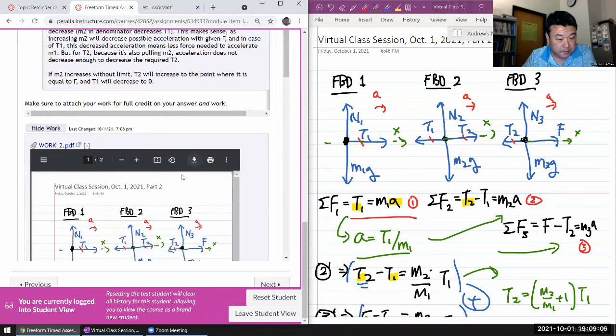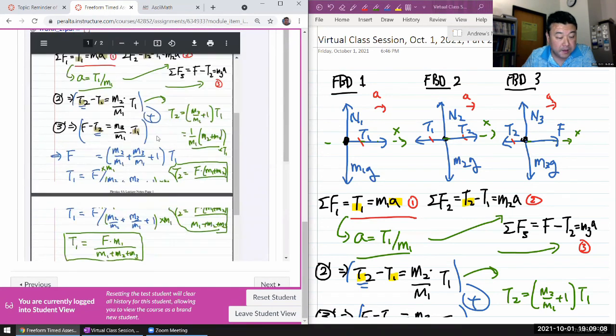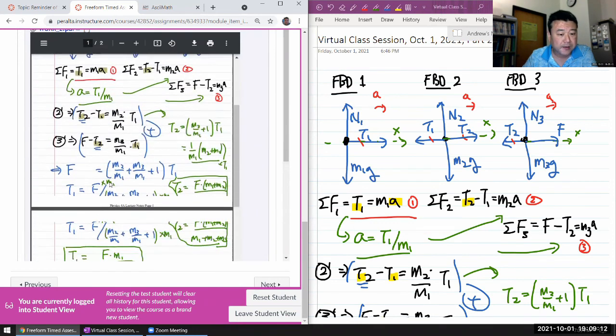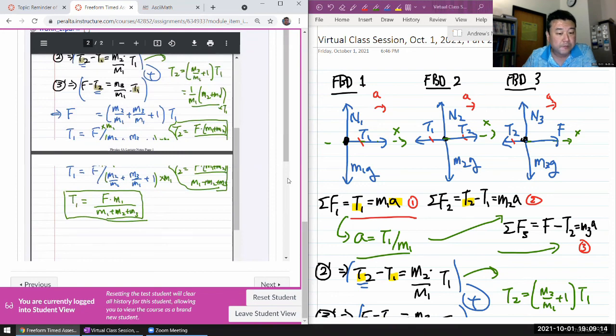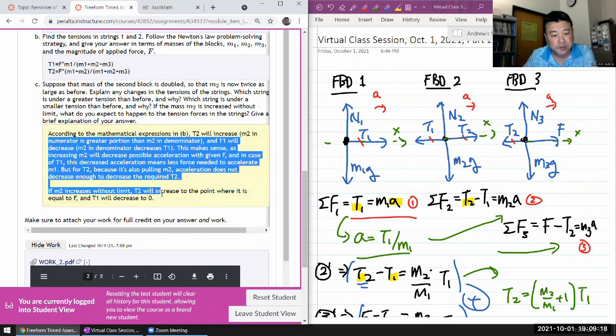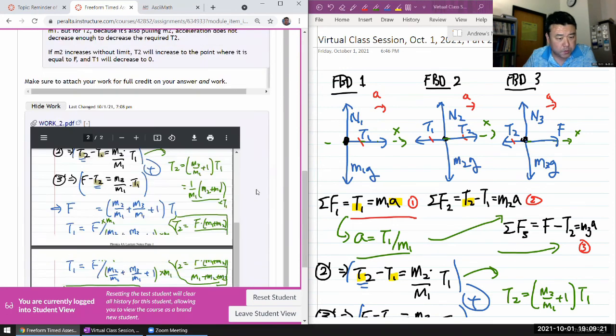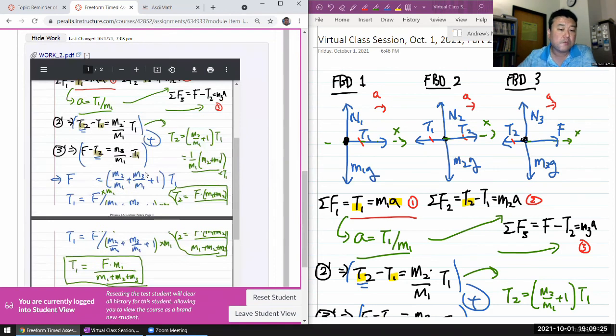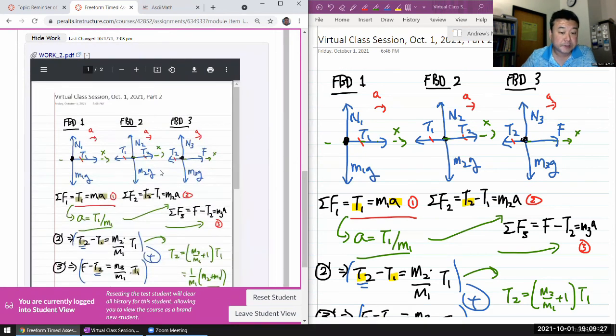Let's see if it attached correctly. Yeah, and I think this work is more decent than the other one. There's nothing in the work about what I wrote for part C, but I guess I wrote enough here. So for this question, this might actually be enough work if it's well organized enough.